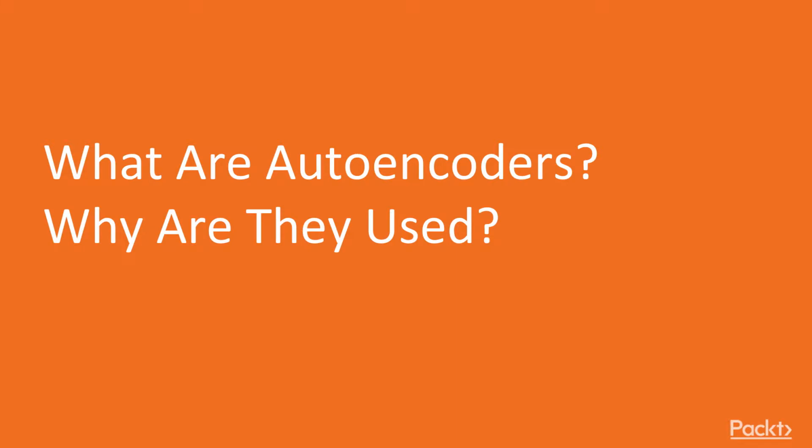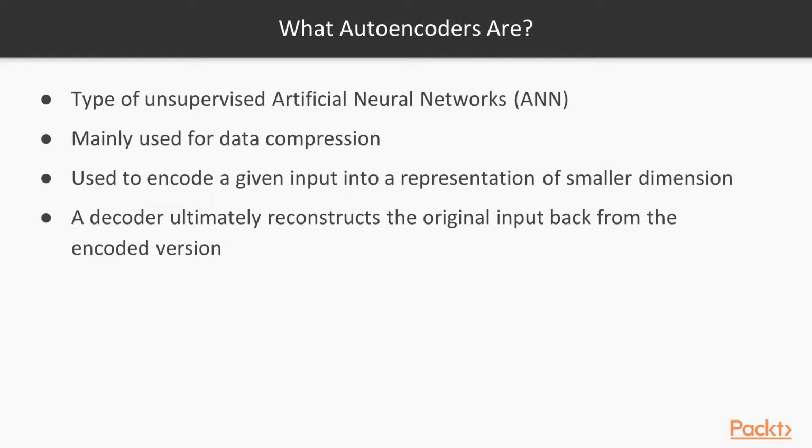In this particular video, we'll be learning what autoencoders are and why they are used. So what autoencoders actually are? Autoencoders are types of unsupervised artificial neural networks that are mainly used for data compression. They are used to encode a given input into a representation of smaller dimension. A decoder ultimately reconstructs the original input back from the encoded version.